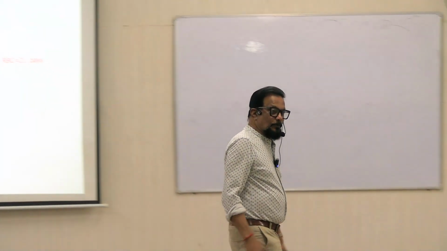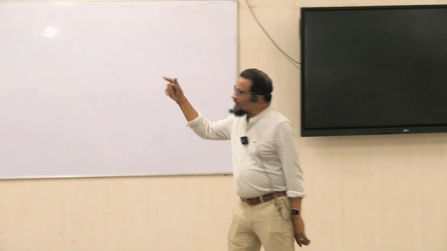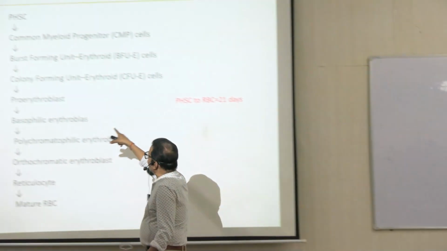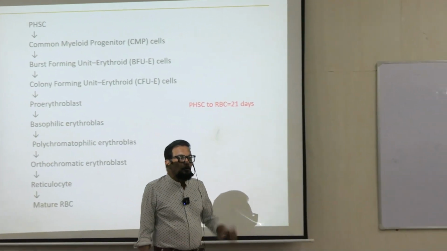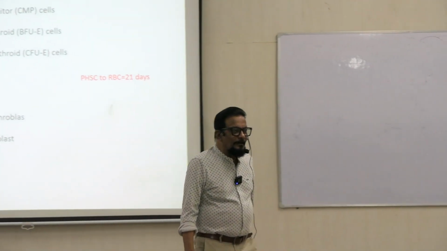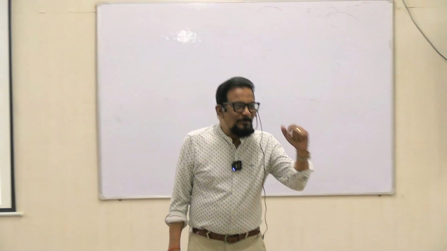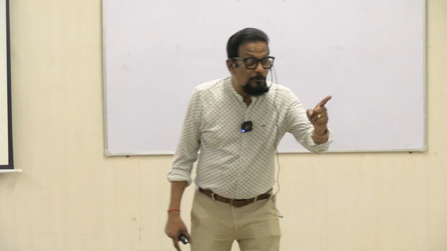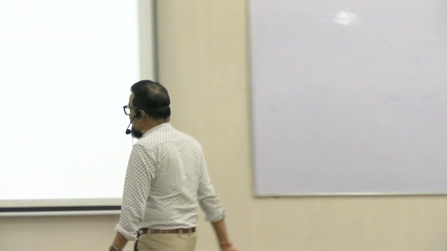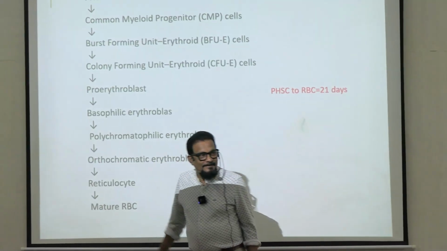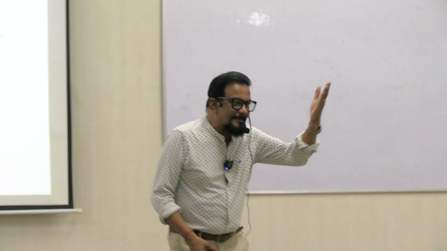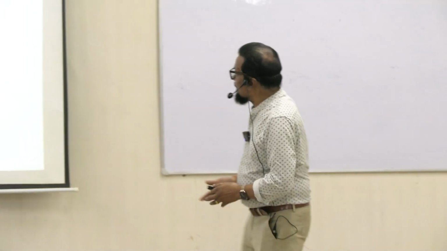And one important thing you will observe: this cell, pro-erythroblast, its diameter is 20 micron. How much? 20 micron. And they will gradually decrease in size, because we know the size of a mature RBC is 7.2 micron. So what happens? Gradually their size decreases. Okay?